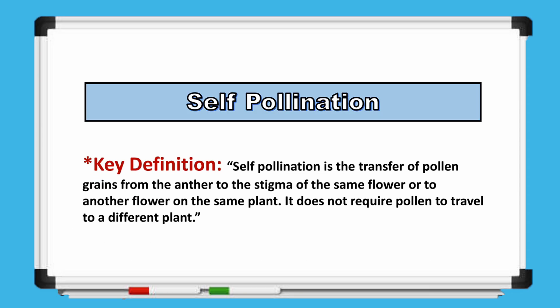So, self-pollination can be defined as the transfer of pollen grains from the anther to the stigma of the same flower, or to another flower on the same plant. In this process, the pollen does not need to travel to a different plant.